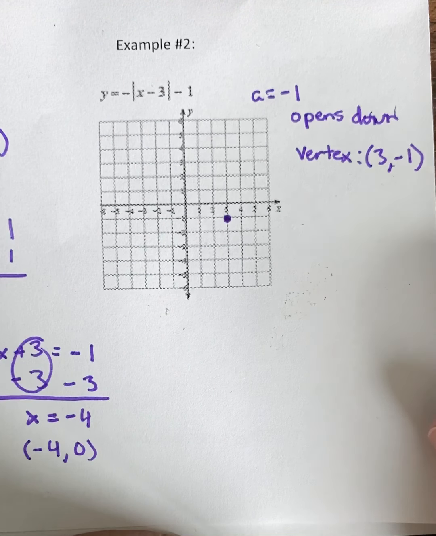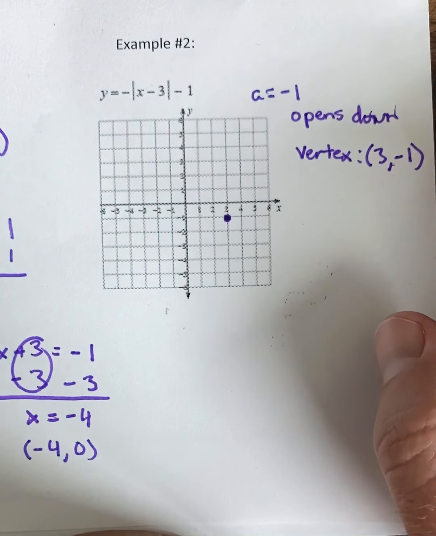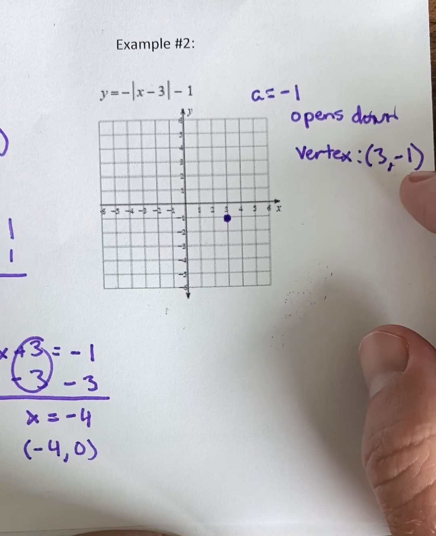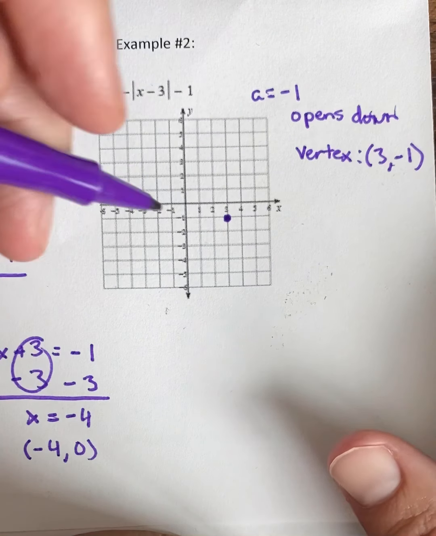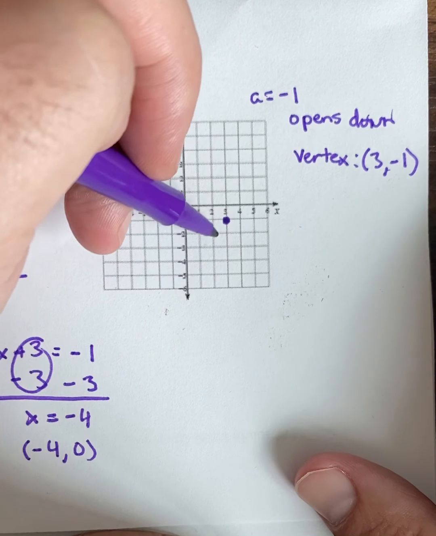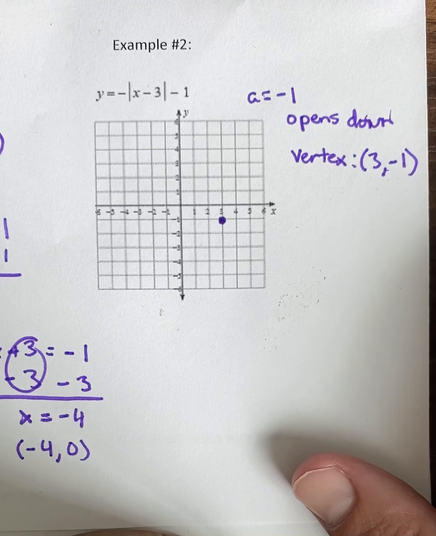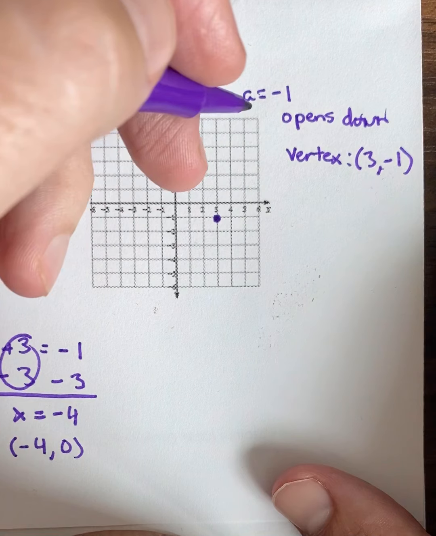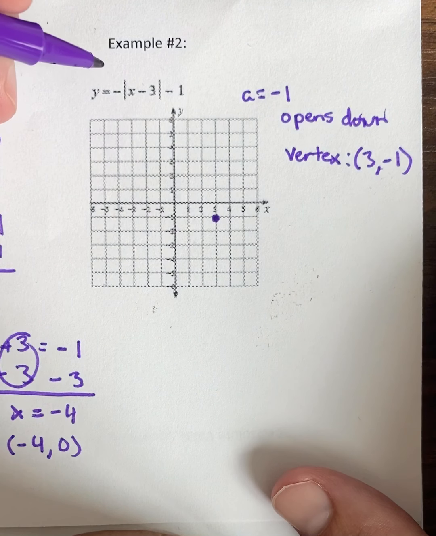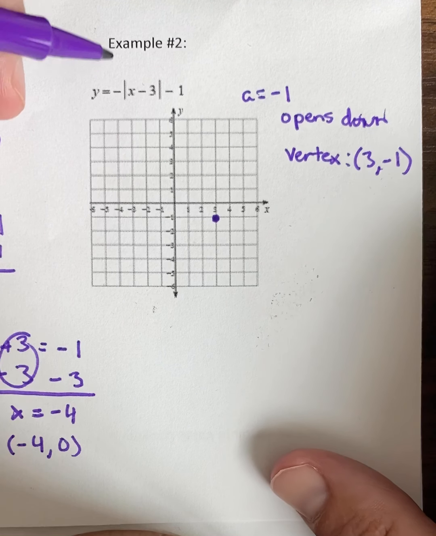Okay, so why do I always go for the opening direction and the vertex first? Because I don't want to put in the work to look for x-intercepts if they don't exist. In this case, again, they're not going to exist because this opens down and it's below the x-axis. So that just cuts down on our work. So there will always be a y-intercept that we need to find.